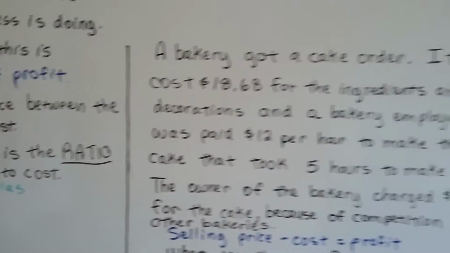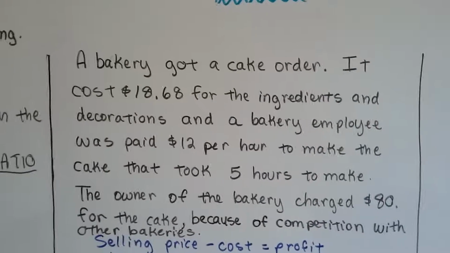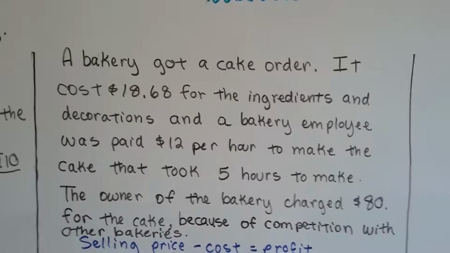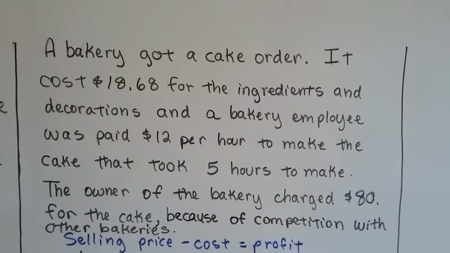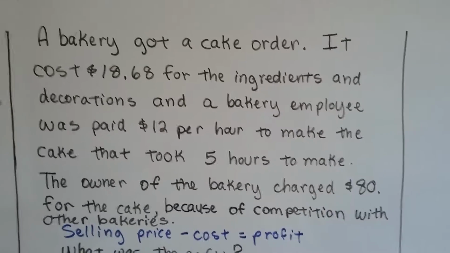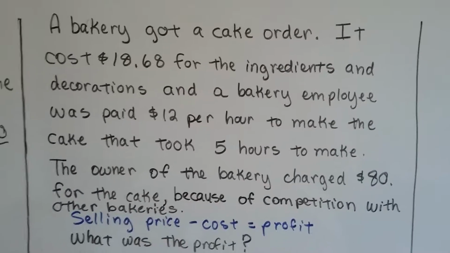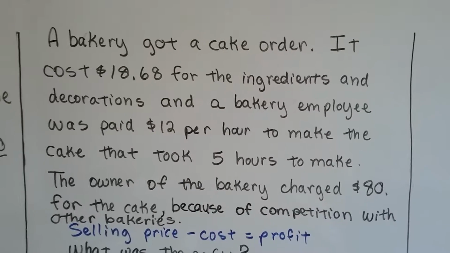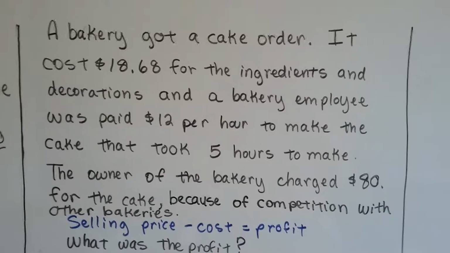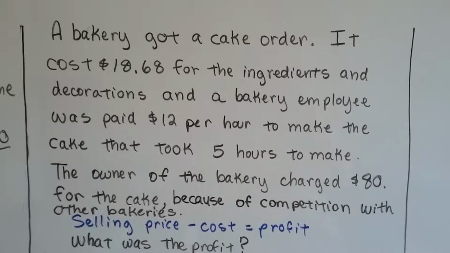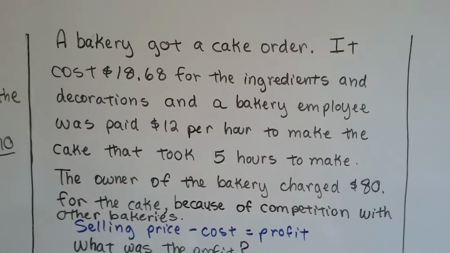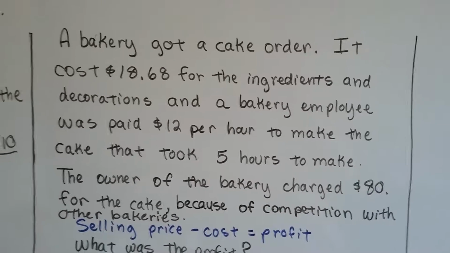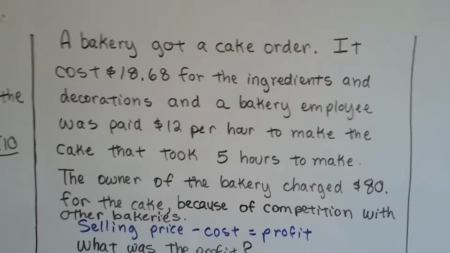Well, a bakery got a cake order, and it cost $18.68 for the ingredients and decorations, and a bakery employee was paid $12 per hour to make the cake that took 5 hours to make. The owner of the bakery charged $80 for the cake because of the competition with other bakeries. Maybe there were other bakeries that said, we can make it cheaper, so he charged $80 to stay competitive.